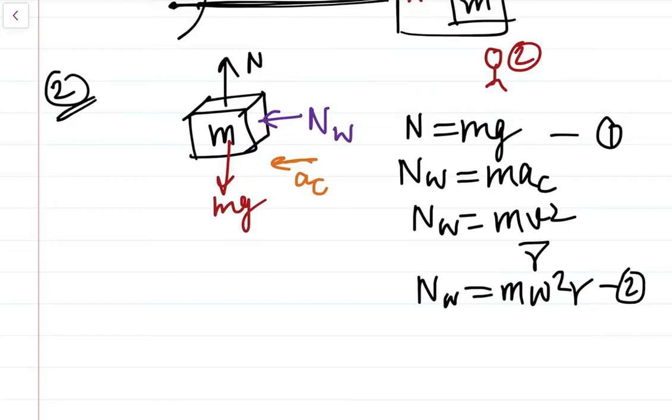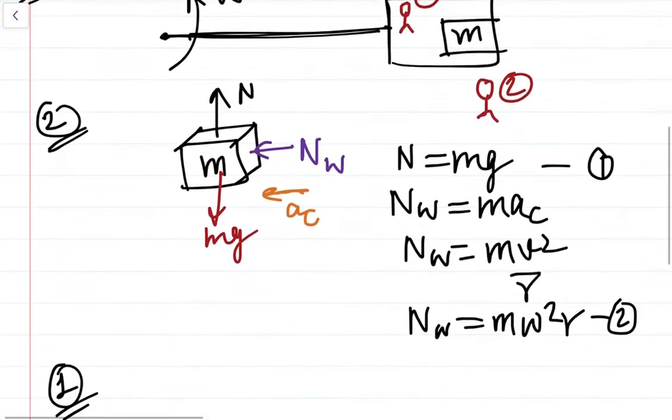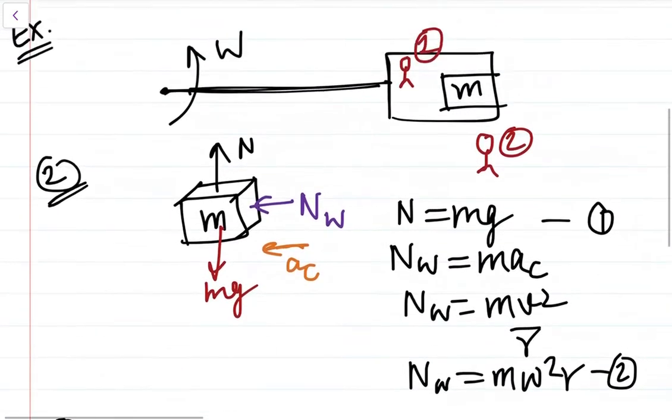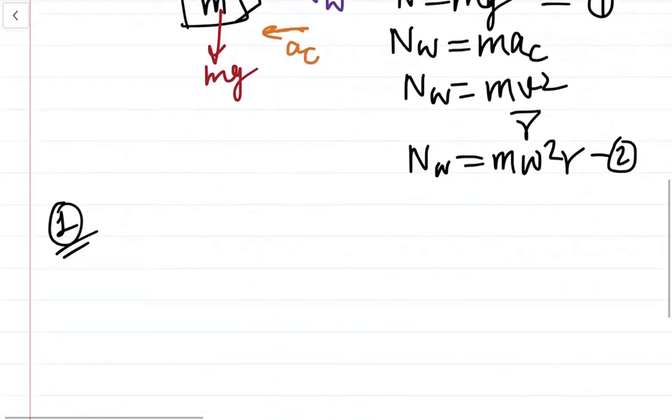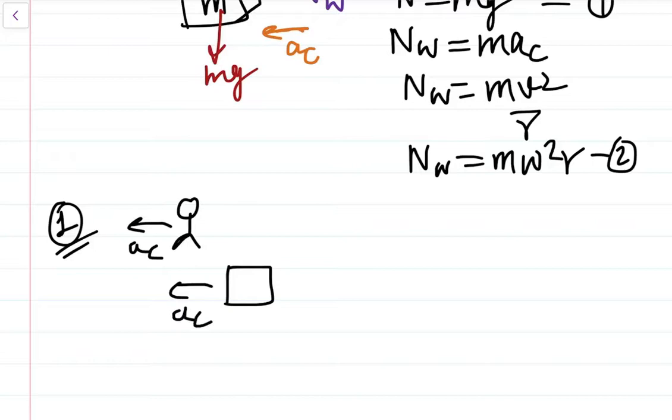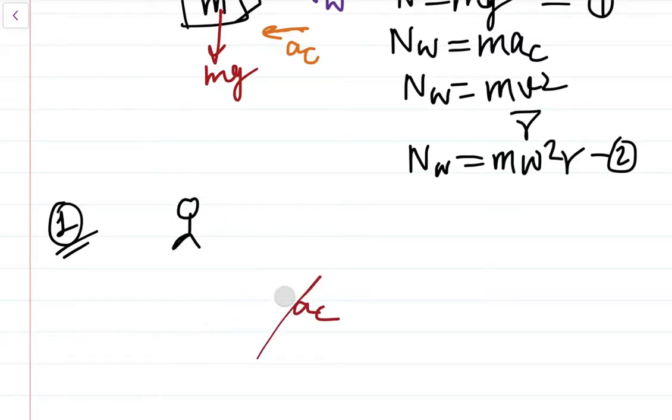Now for observer number 1, he is in a rotatory frame, so he won't observe any centripetal acceleration. This man, observer number 1, also has centripetal acceleration here, and this block also has it. So when we go into his frame, we have to apply an equal and opposite acceleration, so they both cancel out. In his frame there is no centripetal acceleration pushing him towards the center. I hope you can understand all of this. If not, please watch our Newton's laws of motion playlist.